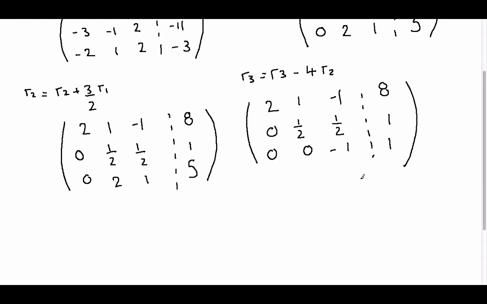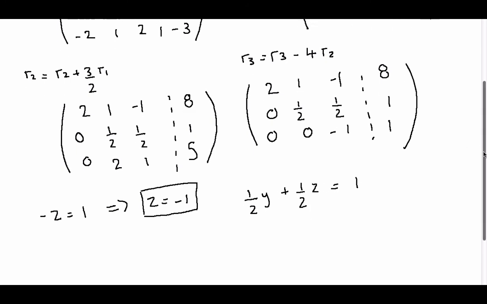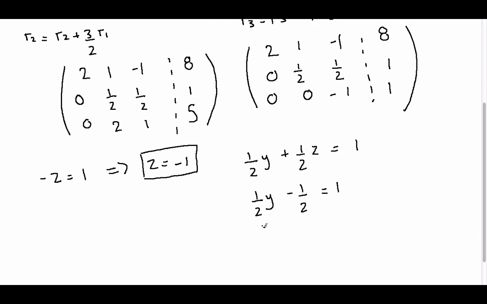So I can now find my solution. This first one here tells me that minus z is equal to 1. So my z is minus 1. The second row tells me that I have a half y plus a half z is equal to 1. Now as my z is minus 1, I get a half y minus a half is equal to 1. So I get a half y is equal to 3 over 2, and that tells me that y is equal to 3.